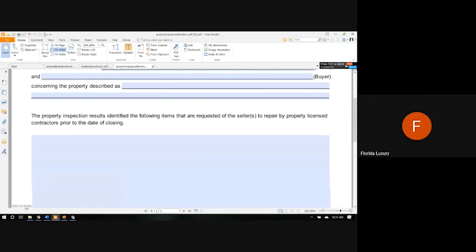Number 1, leaking toilet in the second bathroom. Number 2, fascia on the rear of the home. Number 3, whatever. You actually just itemize them out, and that way it makes sure there's no question as to what we're asking for. The worst thing you can possibly do is say issues that were found on the inspection report attached need to be addressed by the seller.